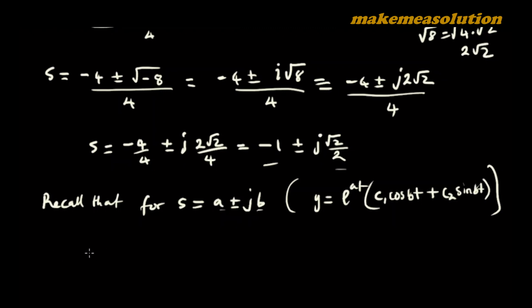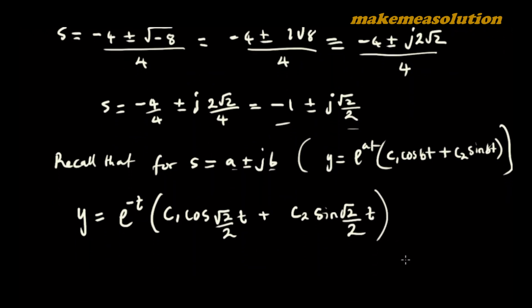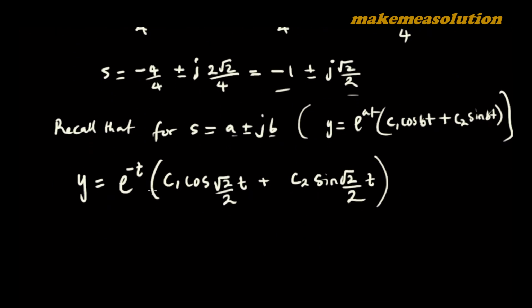So we will now have for this particular equation that our y is equal to exponential, a is minus 1, so e to the minus t, into c1 cos, b is having a value of root 2 over 2, so cos root 2 over 2 t, then plus c2 sine root 2 over 2 t. Is that okay? So this is our y, and that is as far as we go for this problem.